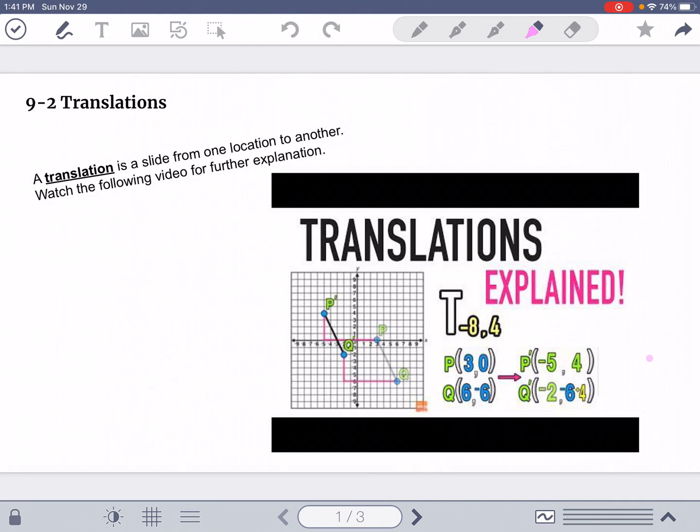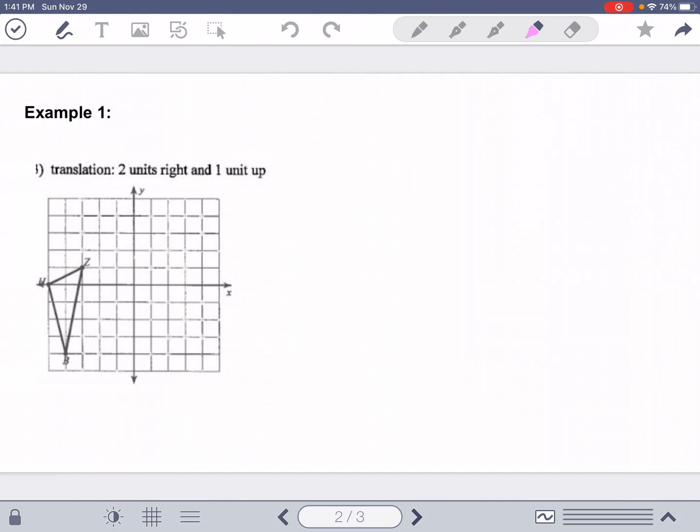Okay, so 9-2 translations. A translation is a slide from one location to another. I'm going to do 2 examples, and if you don't understand with the 2 examples, then you need to watch this video for further explanation. So for this first example, the translation says I'm going to go 2 units to the right and 1 unit up. So start with each point.